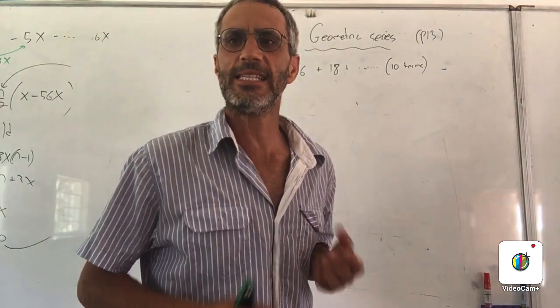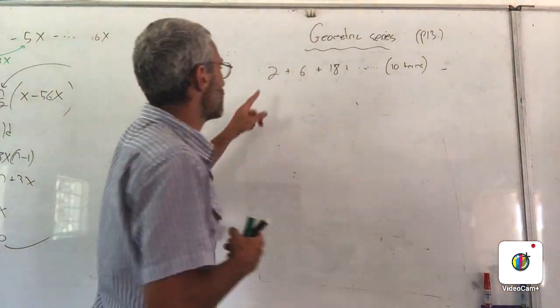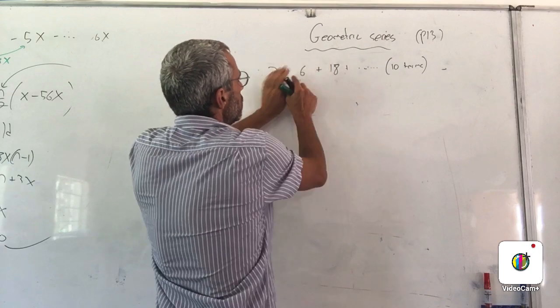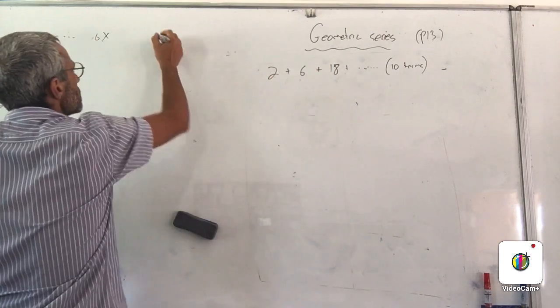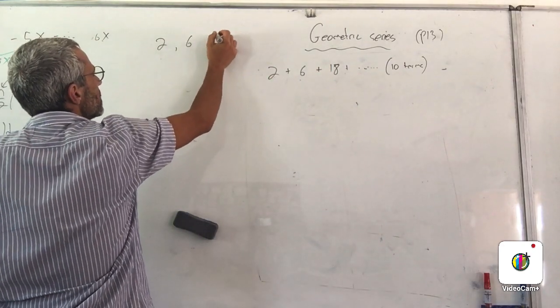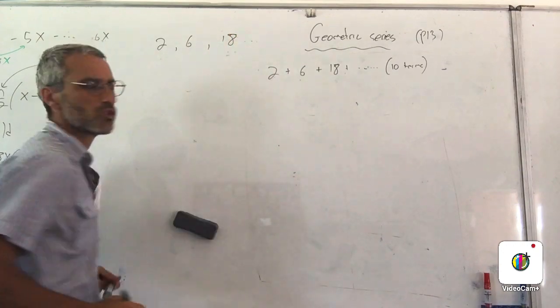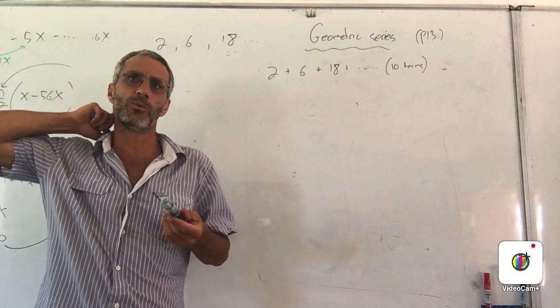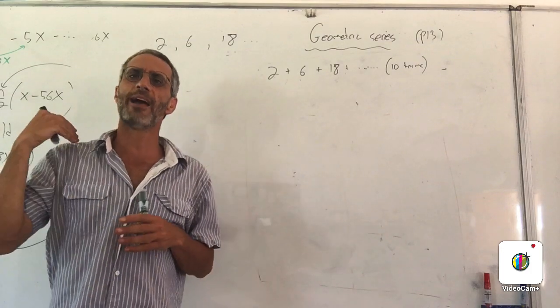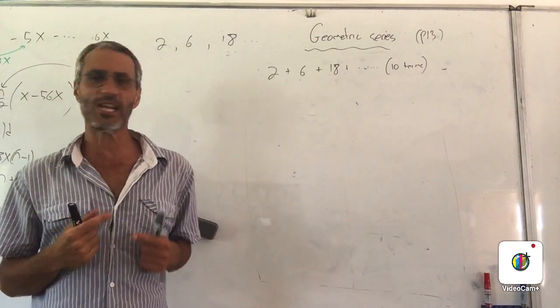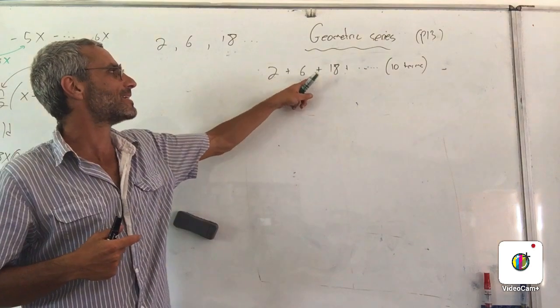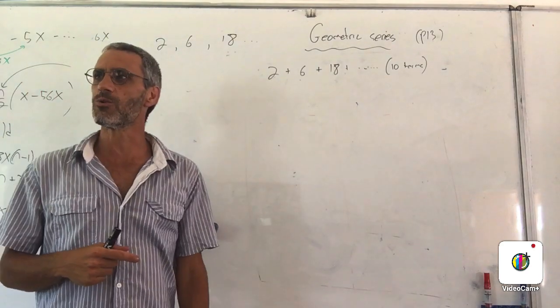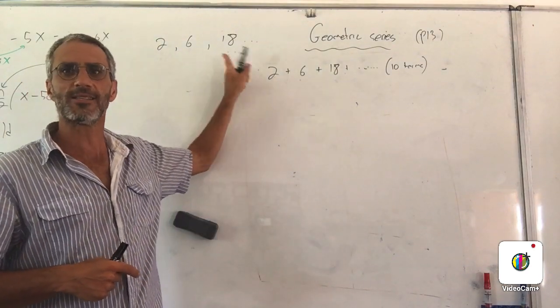When I say a sequence, I'm basically talking about a sequence of numbers. So this is a sequence: 2, 6, 18, and so on. Just a bunch of numbers. That's what we've been doing since grade 9. We were looking at sequences. What I've added here is a series. A series is when I'm adding these numbers in the sequence. That's a series, that's a sequence.